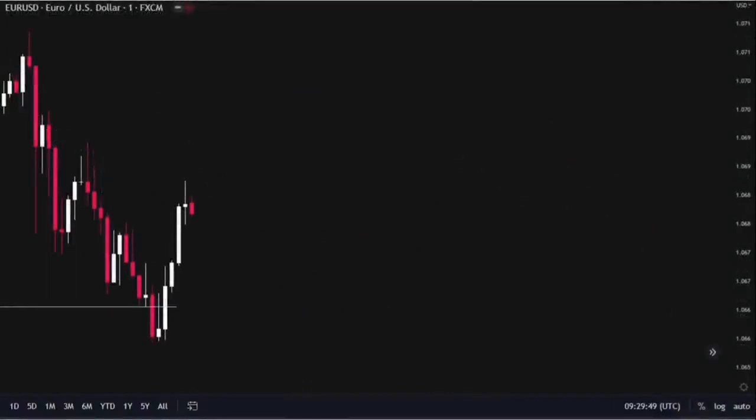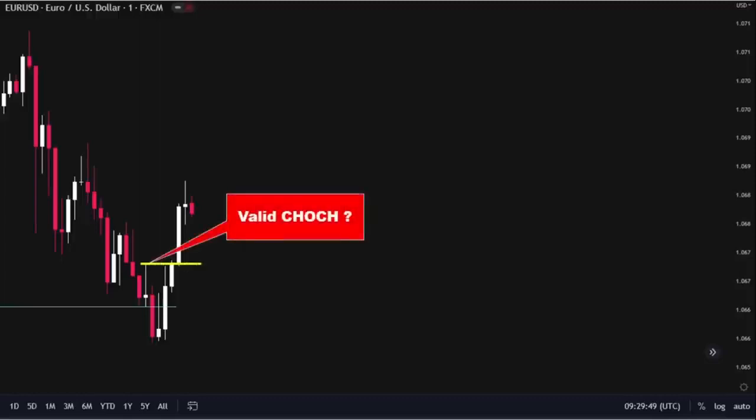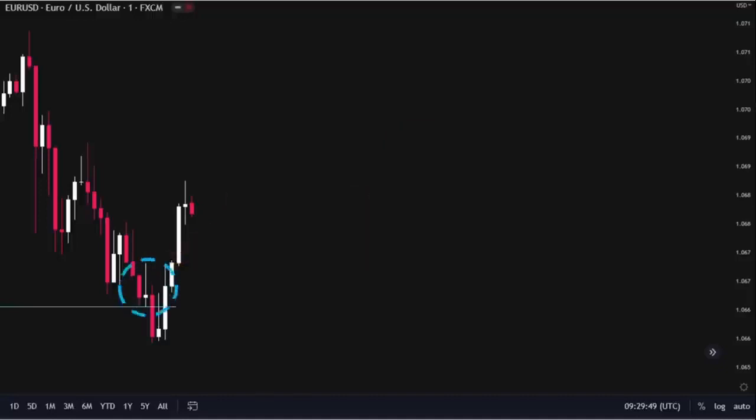Next, we should wait for the market structure shift or change of character to appear. So guys, as you can see, we have this structure right here, which is broken by price. Do you consider this a market structure shift? The answer is no, because price has touched the line drawn from the lowest point of the A wave, reversed, and then created this structure.